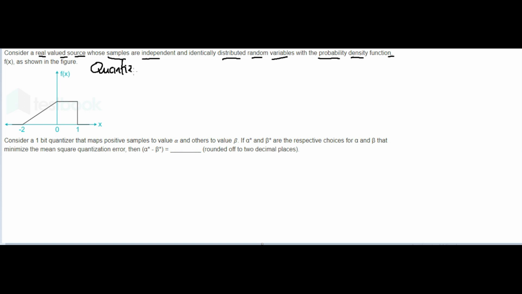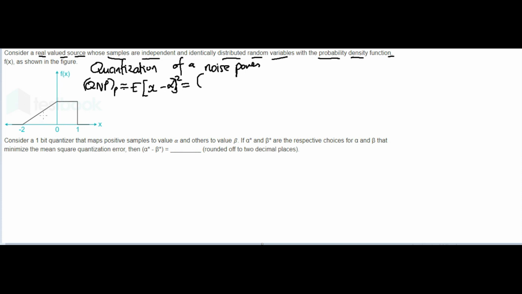So what is the quantization noise power? Because they mainly think about the noise power. I write the quantization noise power, QNP, with respect to some probability, which is equal to the expectation. You know the formula, expectation of (x minus alpha) the whole square. Look at this graph.